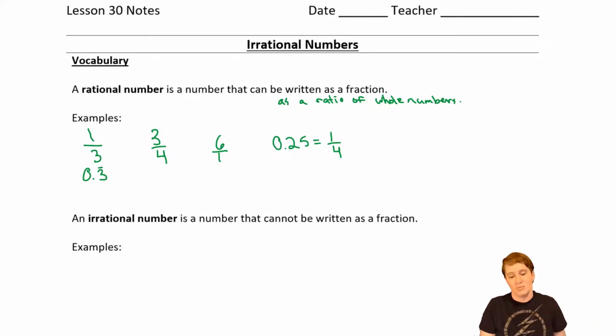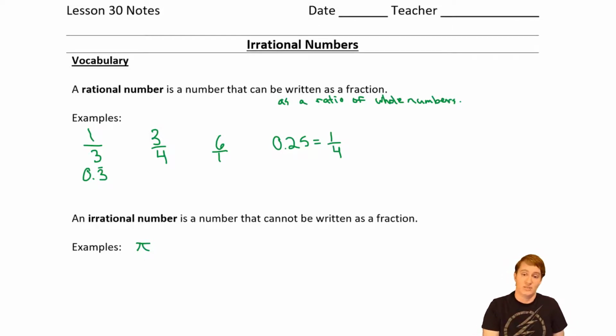Well, one really good example of an irrational number is pi. Pi is a number that goes on forever, and as far as we know, as far as we've figured it out, does not repeat. So pi is irrational. You cannot write it as a fraction. We can approximate it as fractions.